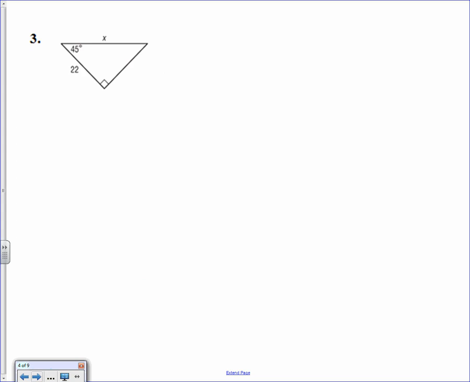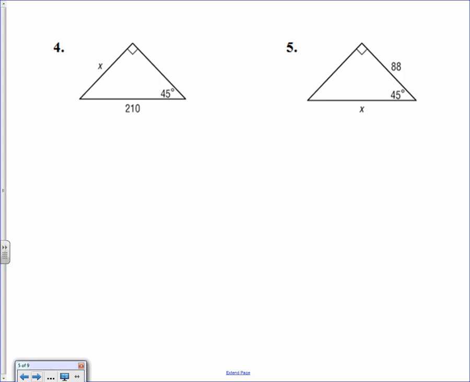All right, take a moment, pause the video, write this one down, and solve it. Once you have it, press play. Hopefully that's now. We're going from a leg to the hypotenuse, so we're multiplying by root 2, so we get 22 root 2, and that's all.